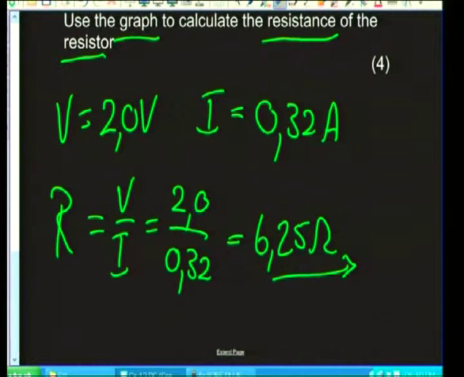Now, of course, you could go a different way. There's nothing wrong with doing it a different way. You could calculate the gradient of this graph, say what the gradient is, and then invert it. But please don't make a mistake. Don't forget that resistance is the ratio of potential difference divided by current. And we need to make sure of that.